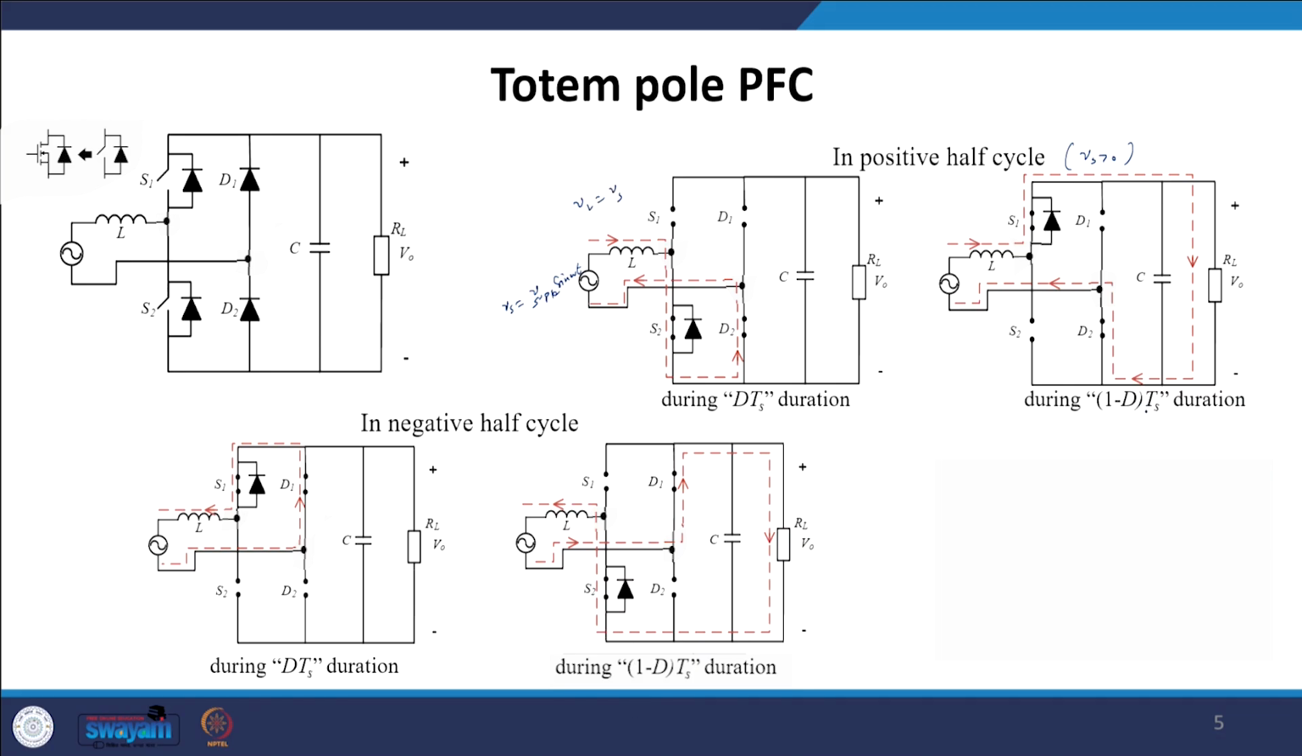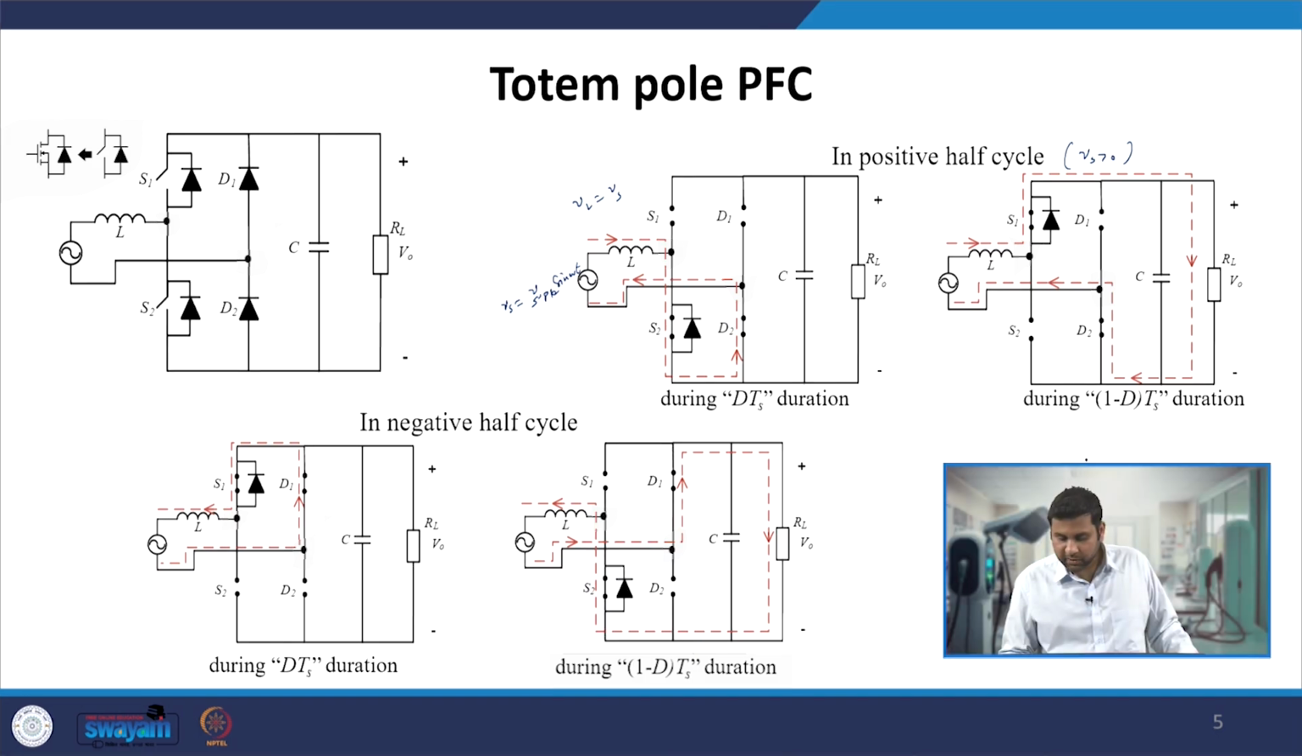In 1 minus D Ts period, the switch S2 is turned off. As a result, the inductor current will find its path through the body diode of S1, and thus we can turn on the S1 switch. That means S1 switch is on during 1 minus D Ts period. Now the moment you turn on this S1 switch, the current, instead of going through the S2 switch, goes through the S1 switch, through the load, it comes back, and again D2 gets forward bias, and then it comes back into the source, which is nothing but Vs sin omega t.